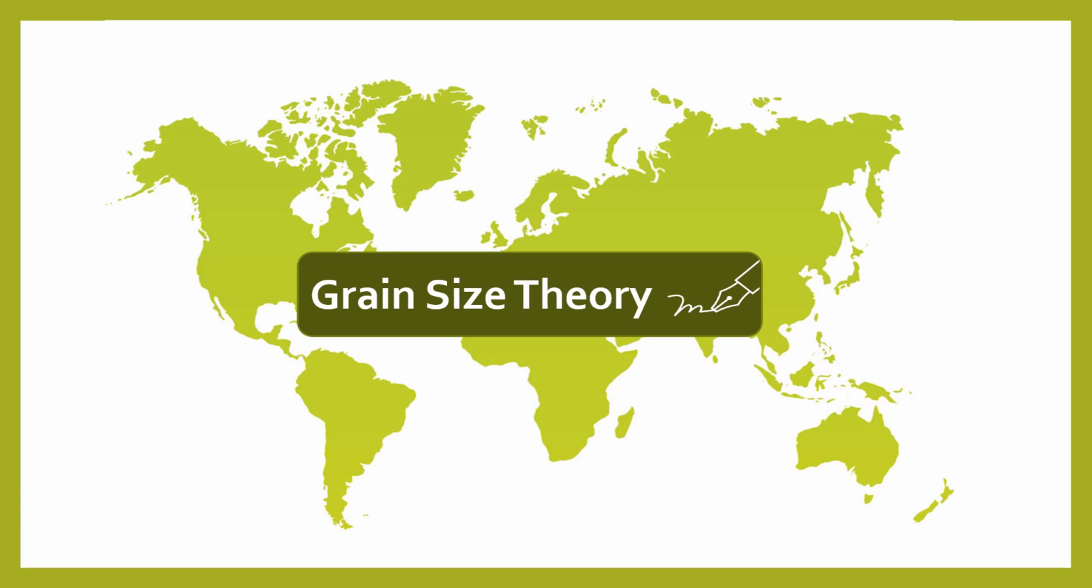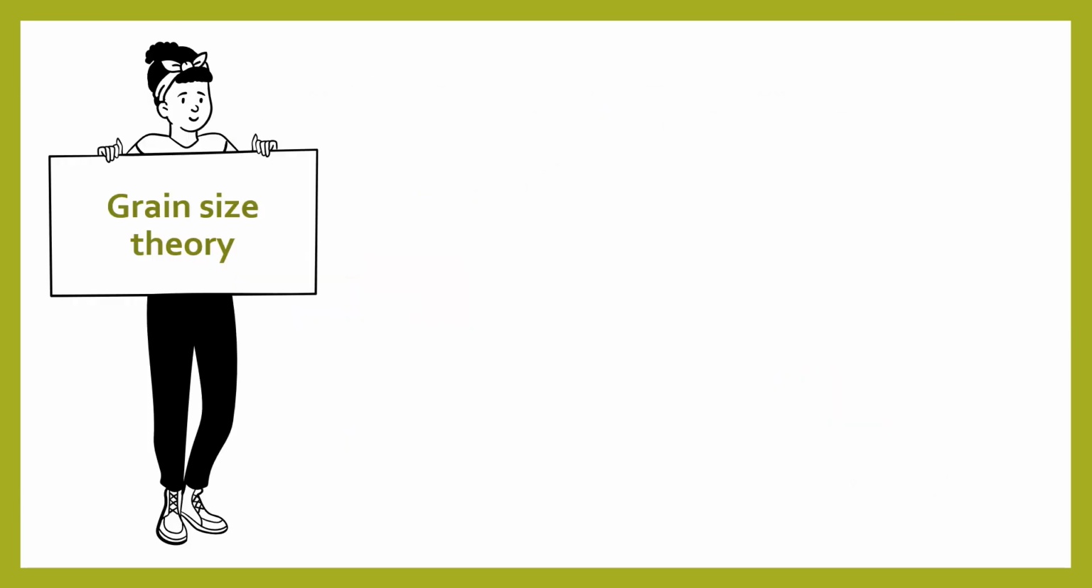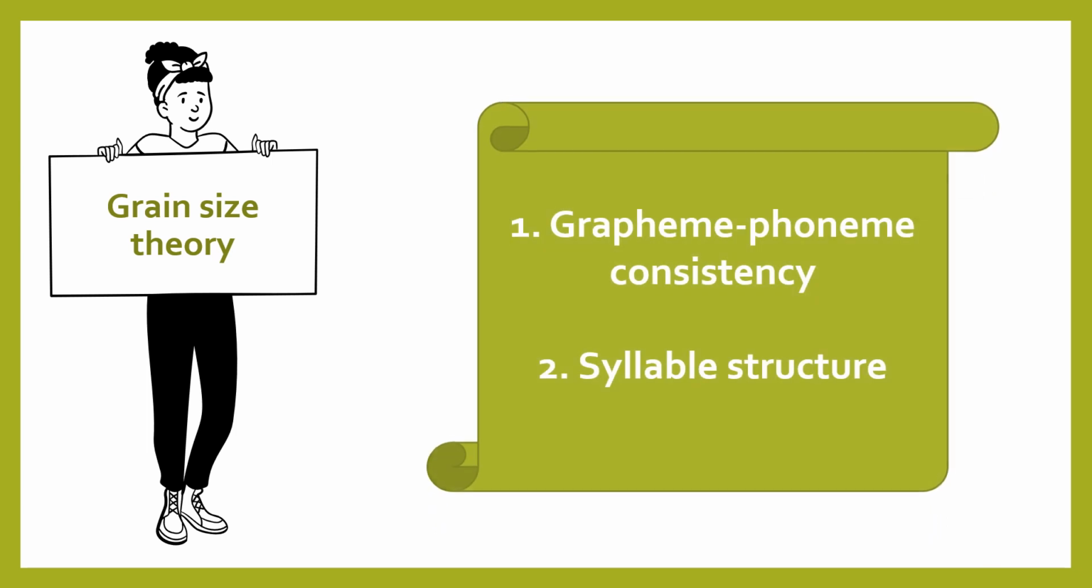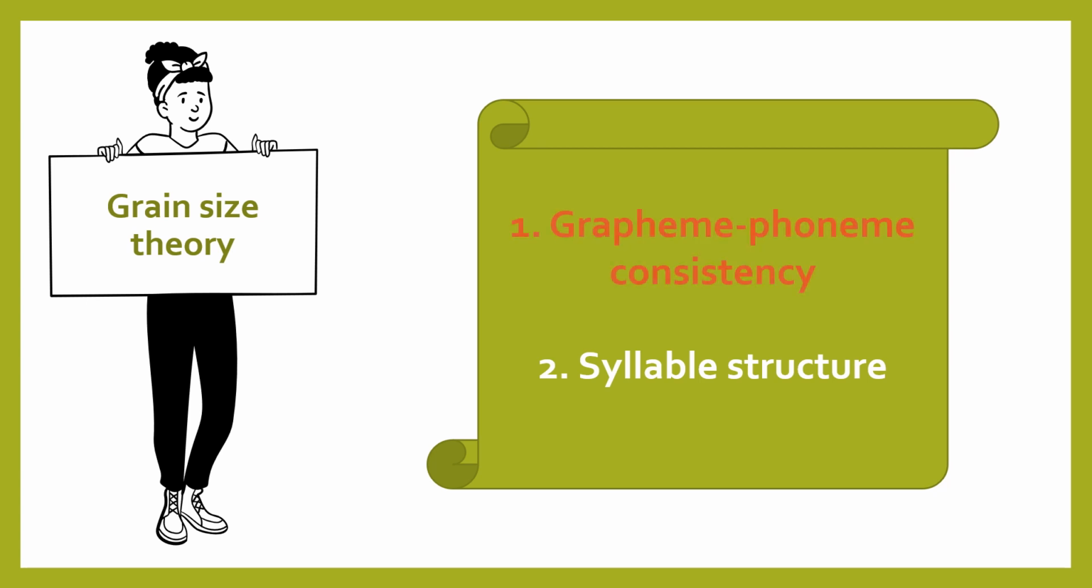Welcome! In this video we explain the grain size theory of Ziegler and Goswami, which can be used to apply different strategies for reading acquisition, depending on the language characteristics and spelling system of the language. There are two important language characteristics to be taken into account in the grain size theory: the grapheme-phoneme consistency and the syllable structure. But first we will explain these characteristics. Let's start with the grapheme-phoneme consistency.